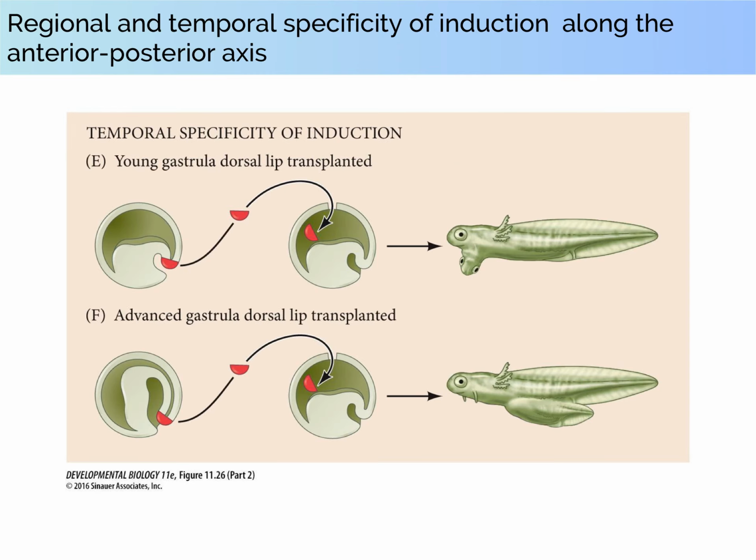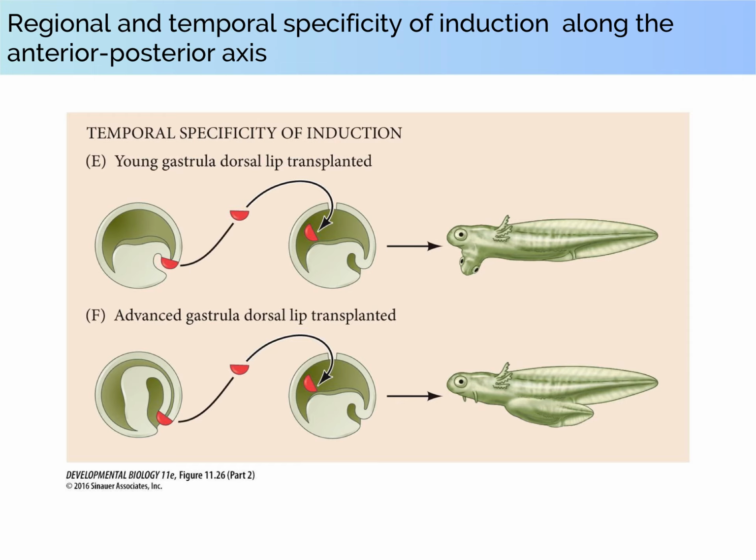Recall from the last lecture that the identity of the dorsal blastopore lip changes over time as the more anterior structures begin to involute during gastrulation. So if you were to transplant a dorsal blastopore lip from an early gastrula from one salamander to another, you would end up with a salamander that has a secondary head. Whereas if you were to transplant the dorsal blastopore lip from a later salamander to an early salamander gastrula, you would end up with a salamander that has a secondary tail.